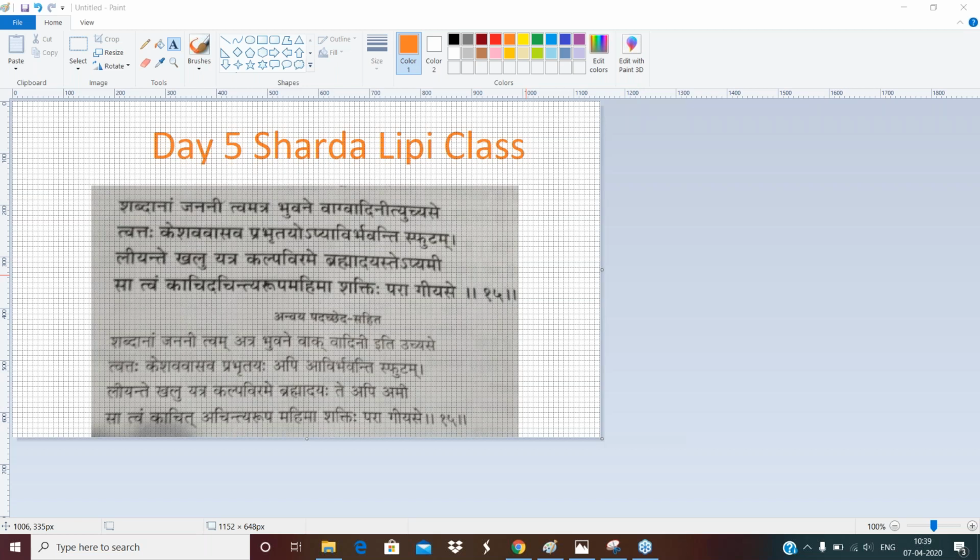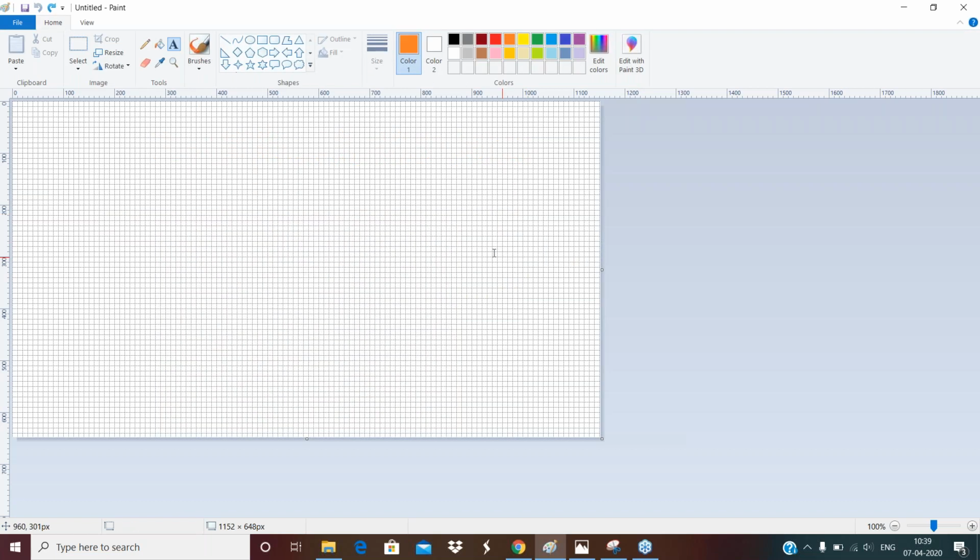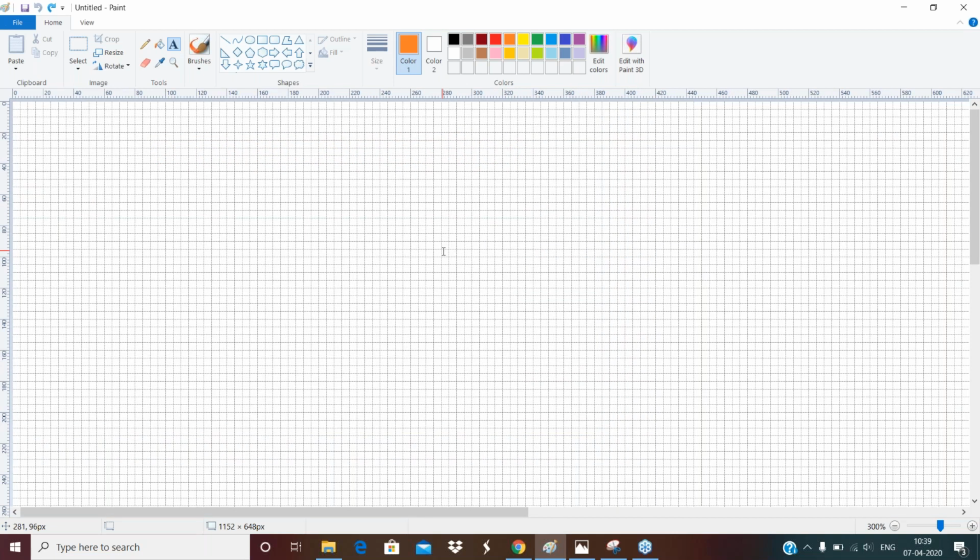So she is the Paradevi to whom we bow. She is also the Vagavadini. She is all these characters, all the 54 characters that we have in the Sanskrit Varnamala. So let's now begin our class. Today we will go with the Tavarga.